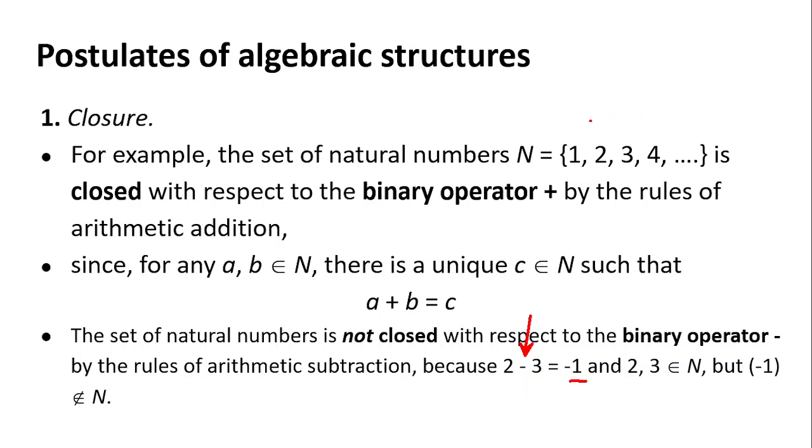Now we know very well the set of natural numbers are the numbers starting from 1, 2, 3, 4, all the positive integers excluding the 0. Now we get a number minus 1 which does not belong to the set of natural numbers. So what is the conclusion? The conclusion is that the binary operator minus, or the subtraction, is not closed with respect to the natural numbers.